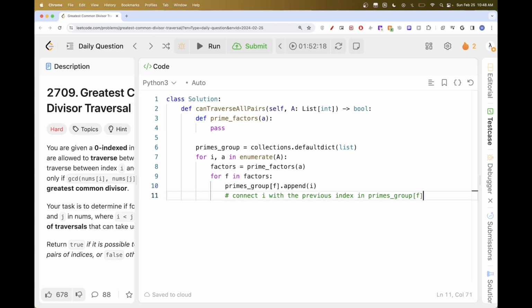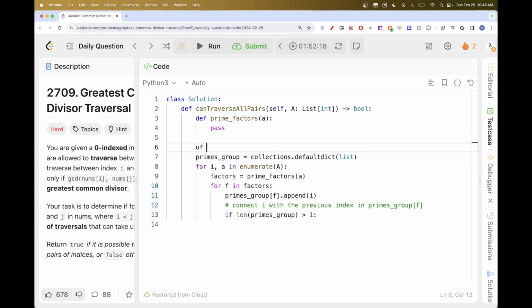So how do we do that? Well, first we want the primes group to be bigger than 1, because there is no previous if it's not bigger than 1. But also remember, we are going to use union find to connect the components. So let's say union find like this, we'll define it later. Here we want to connect in the same component, so that's what you use union for, this index I and the previous one. The previous one is the one at index -2, because at index -1 in Python we have I. So with index I with the one before it.